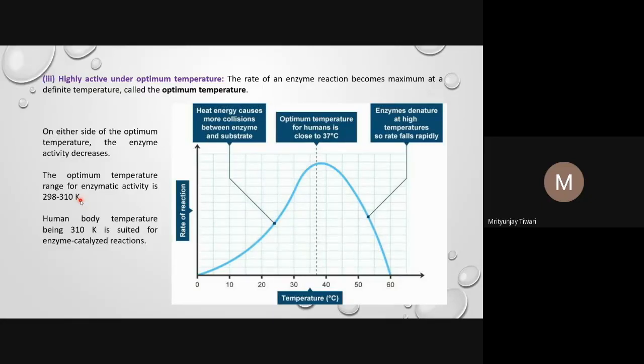In the human body, the temperature being 310 Kelvin is suited for enzyme catalyzed reactions. So 310 Kelvin is the average temperature. Some people are slightly lower, some people's body temperature is slightly up. So 310 Kelvin, around 37 degrees centigrade, is the average body temperature of a human being in normal condition, if that person is not having any fever.